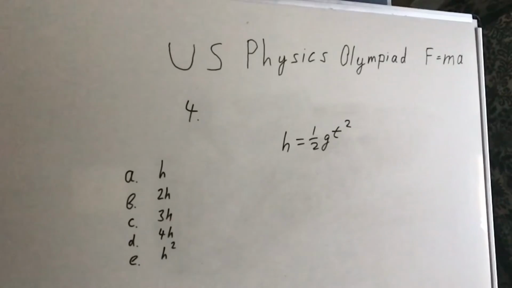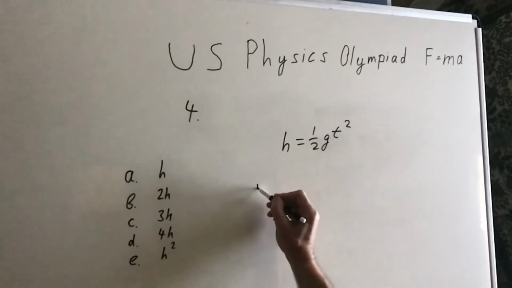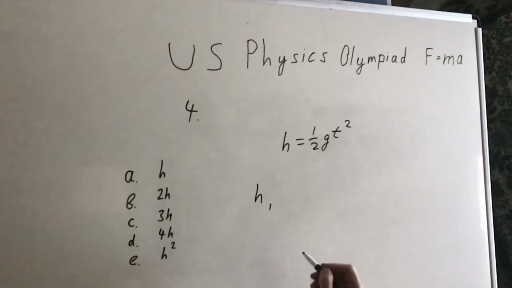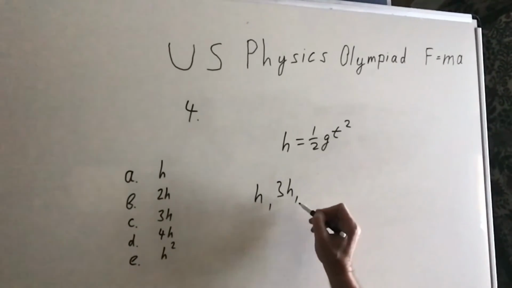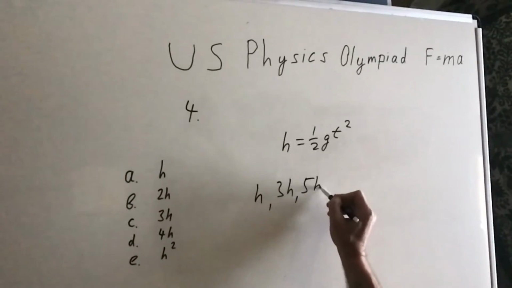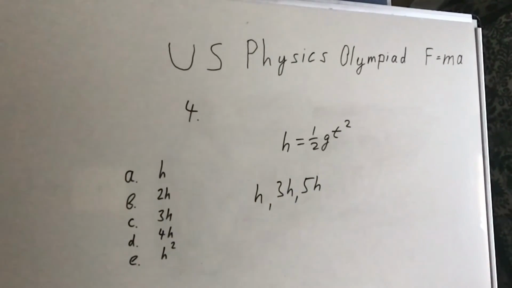So it means that if we need to calculate what distance it travels during equal periods of time, it grows as an arithmetic progression. So if it goes distance h in the first second, the next second will be 3h, the third second will be 5h, etc. You can find it using this formula. So it means that the correct answer is C, 3h.